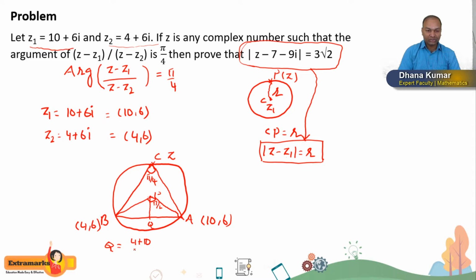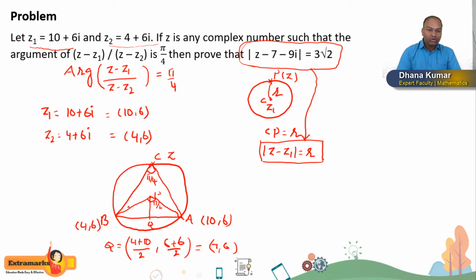X1 plus X2 by 2, comma, Y1 plus Y2 by 2. So that is equal to what? 10 plus 4, 14. 14 by 2, 7. 6 plus 6, 12. 12 by 2, 6. So Q point is 7, 6.